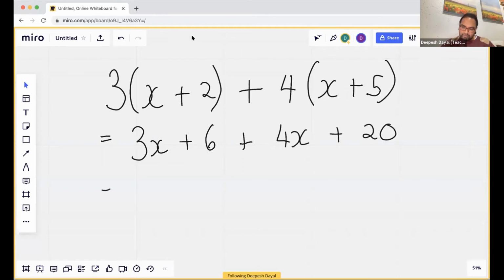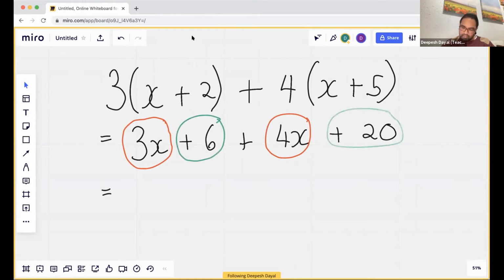Okay, so I'm getting 3x plus 6 plus 4x plus 20. And then remember we grouped the like terms. So the x's together, so 3x goes with the 4x. And then the numbers go together, so it's 6 and the 20. So 3x plus 4x gives you 7x plus 26. 7x plus 26. How many of you have this answer?